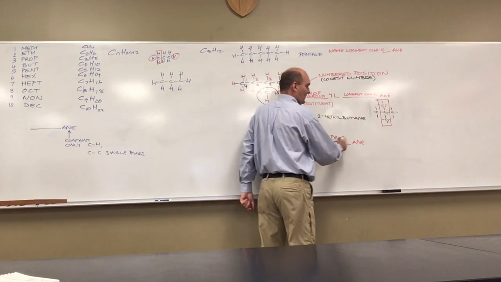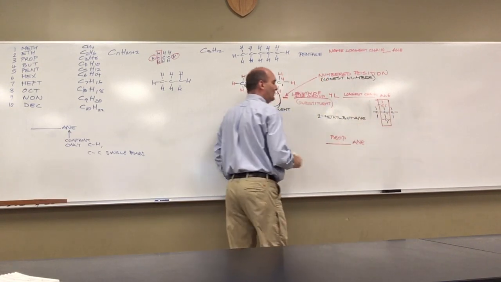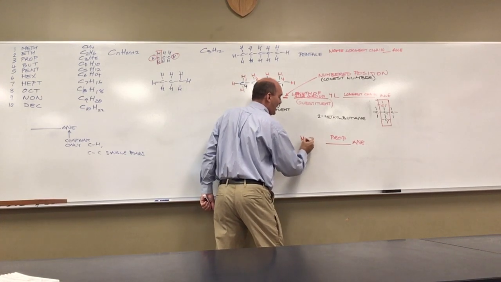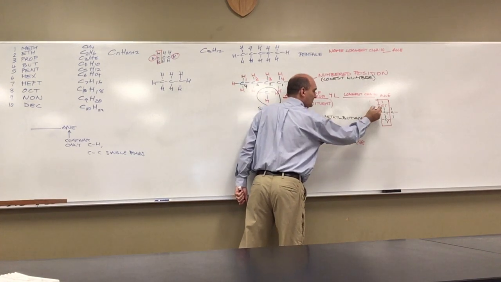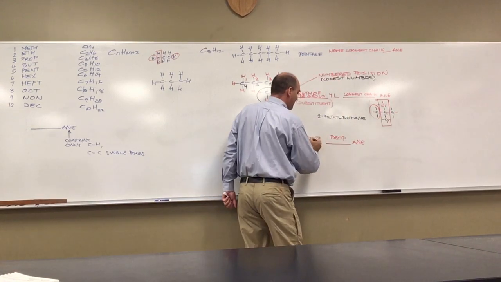So this gets to be, it's a prop, that's my longest chain. It's an ane, I can only see single bonds. And there's a methyl, meth for 1 carbon. Here's my substituent, 1 carbon. So that's a methyl.